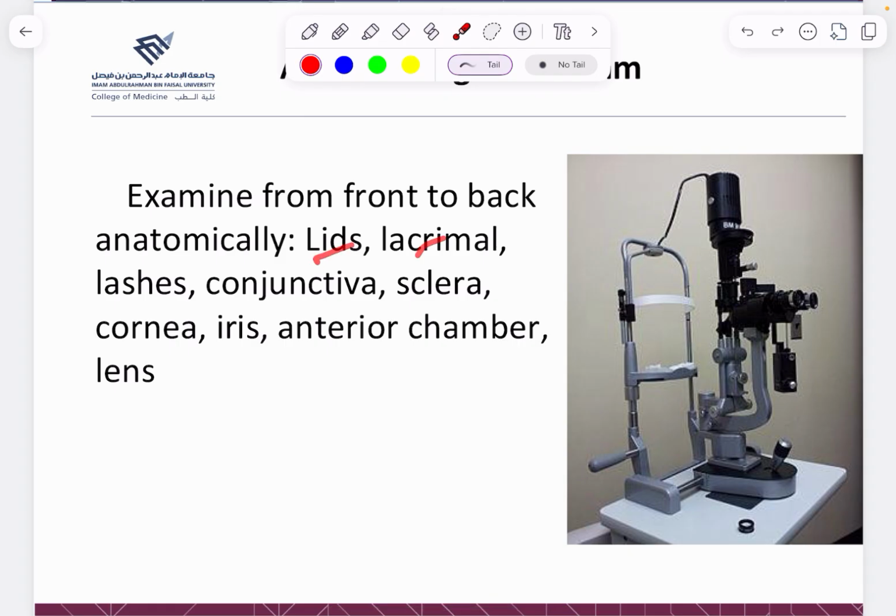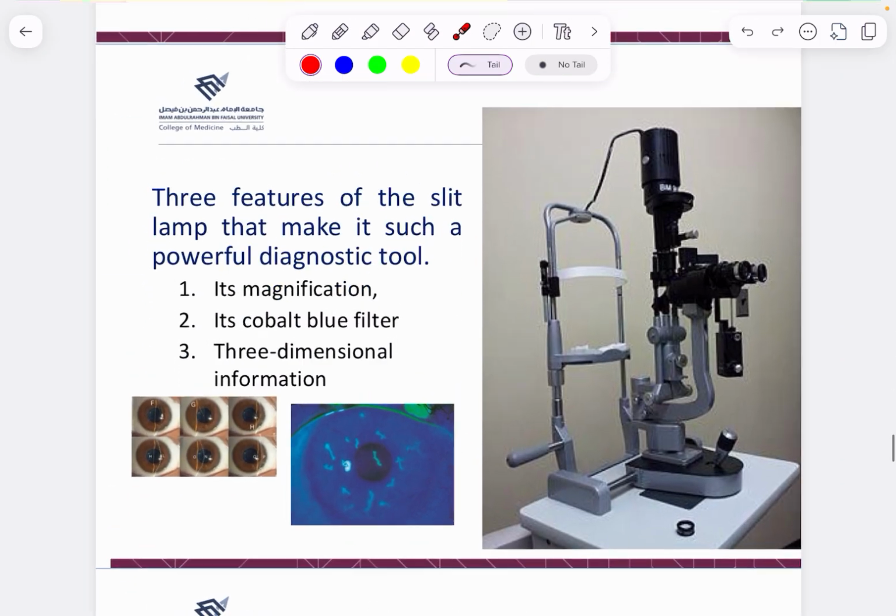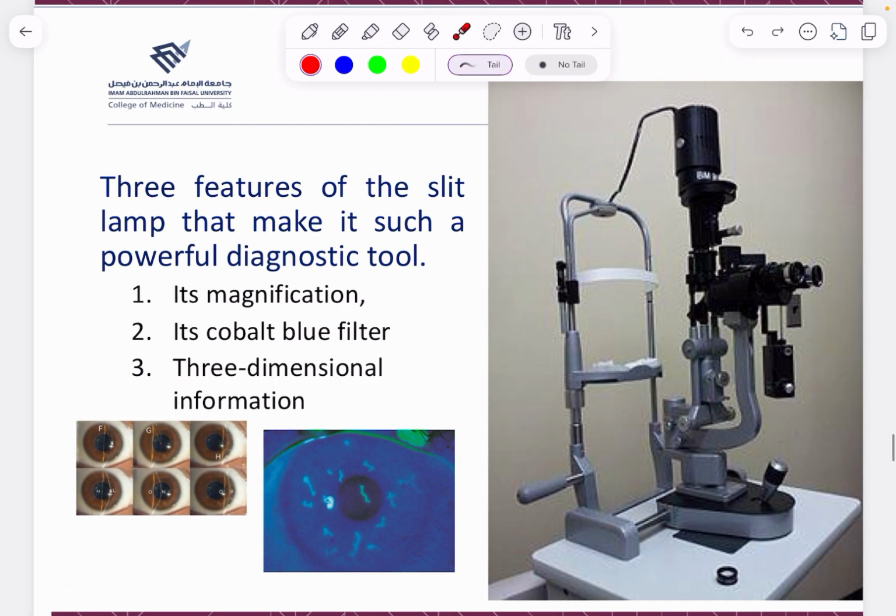the lacrimal apparatus, the lashes, the conjunctiva, the sclera, the cornea, the iris, the anterior chamber, and the lens. As for the slit lamp, it's going to need practice. I'll try to explain as much as I can, but what makes it very powerful for ophthalmologists is that you can see things magnified very well. You have a cobalt blue filter, it's like a setting, there's a button here, you'll change it on.